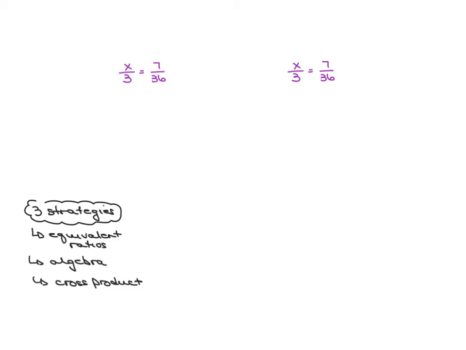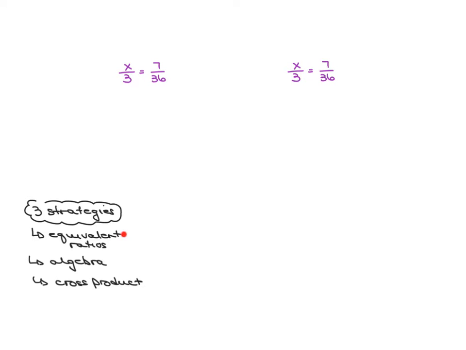Before we solve this first proportion, let's remind ourselves of the three basic strategies we can use to solve a proportion. We can use equivalent ratios, we can treat the proportion like an equation and use algebra to isolate the variable, or we can use a little bit of a shortcut called the cross product.